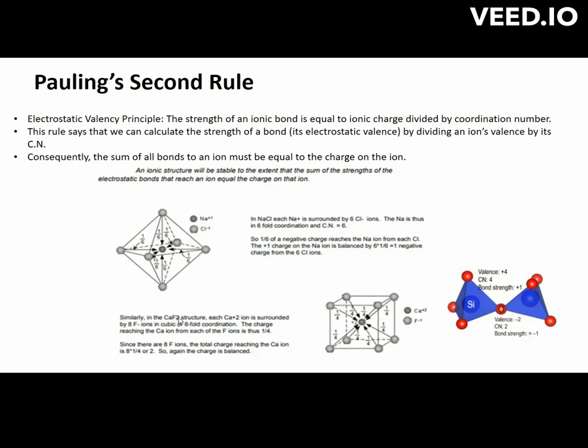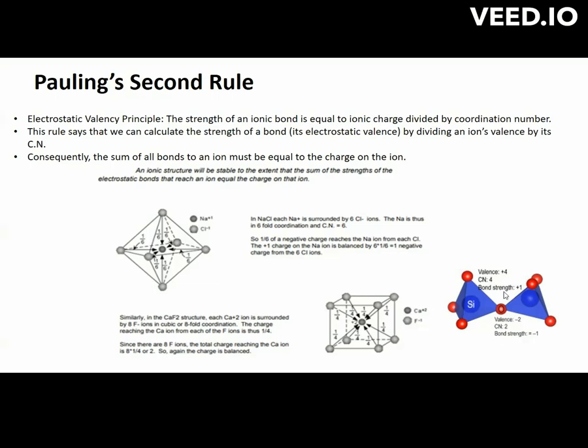Similarly with the CaF2 structure. We've seen that we have 1, 2, 3, 4, 5, 6, 7, 8. Remember this is cubic, so it's 8-fold coordination. But here we have 2 ions of fluorine, at -1, for every 1 calcium. So for every 1 calcium we need 2 of the fluorine. How would we go about that? The first thing is we have to calculate the bond strength.